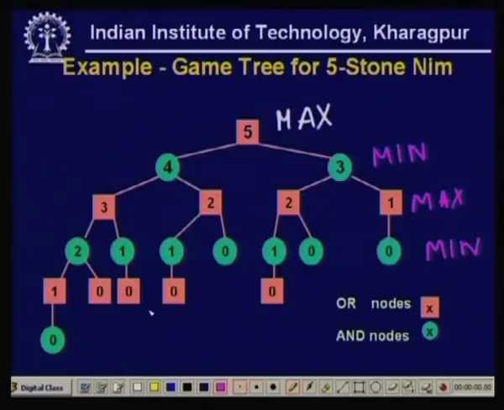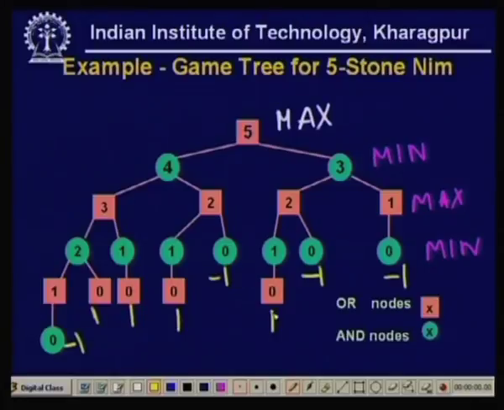So, let us look at the leaves. The green leaves correspond to a win for min, so the payoff for max here is -1. The pink leaves represent a win for max and the payoff is +1.